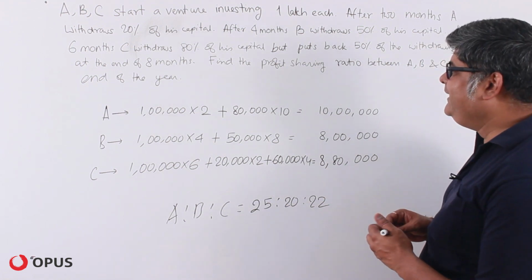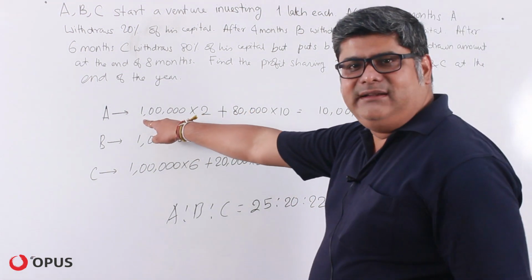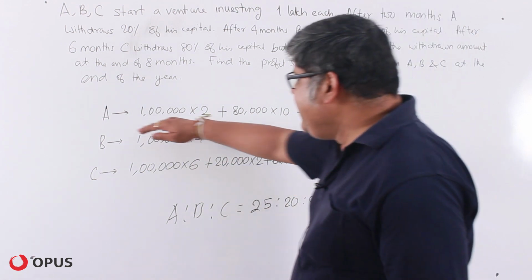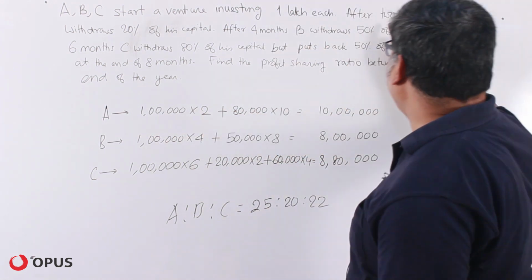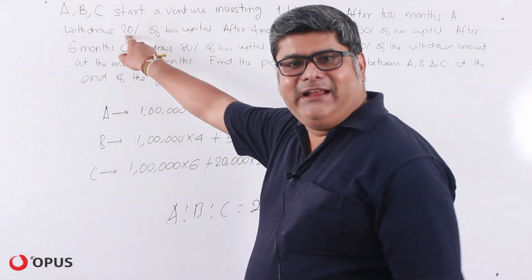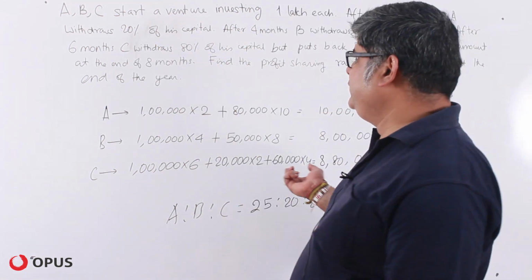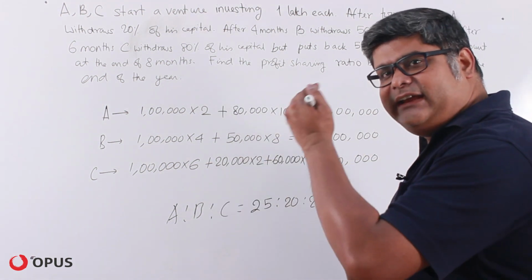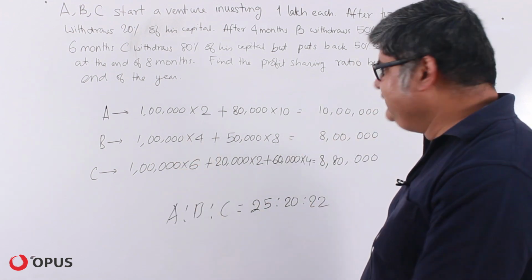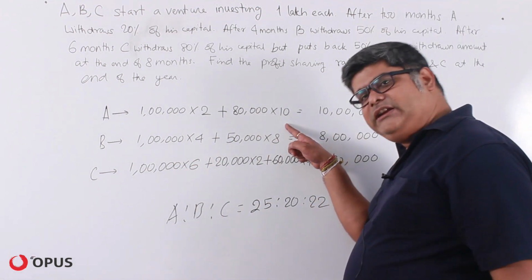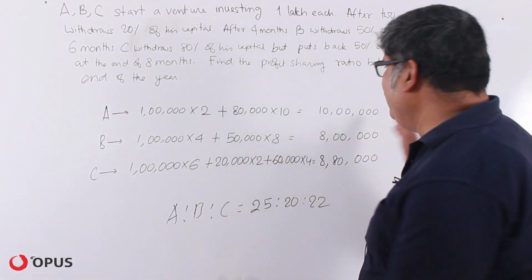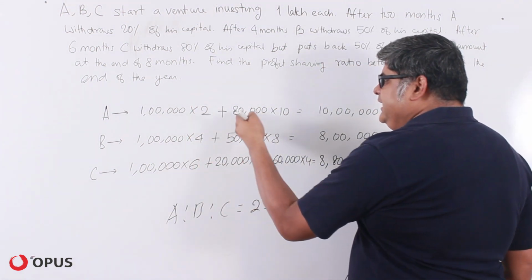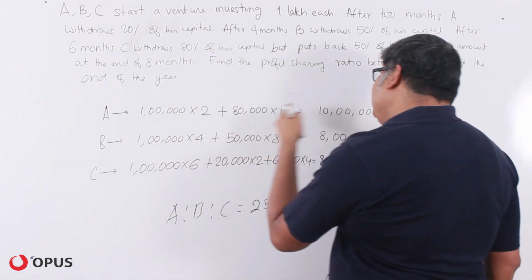Now let me explain this thing once again. See, A, B, C, all three had put in 1 lakh into the business. But what happened out here is 1 lakh was there for 2 months, because after 2 months, A withdraws 20%. Now 20% of 1 lakh is 20,000. If 20,000 is taken off, 80,000 is there in the business. So we have 80,000 into the remaining time, which is 10 months. So here the overall amount is equal to 10 lakhs, because 1 lakh into 2 is 2 lakhs and 80,000 into 10 is 8 lakhs. 2 plus 8 gives us 10 lakhs.